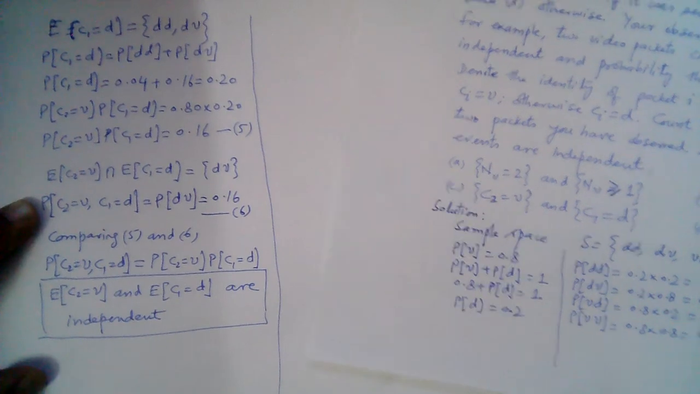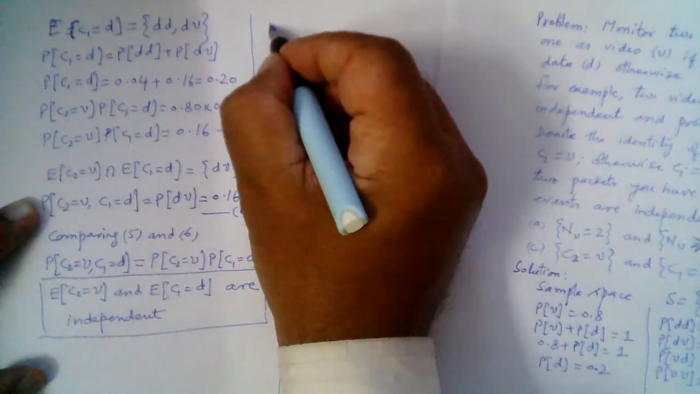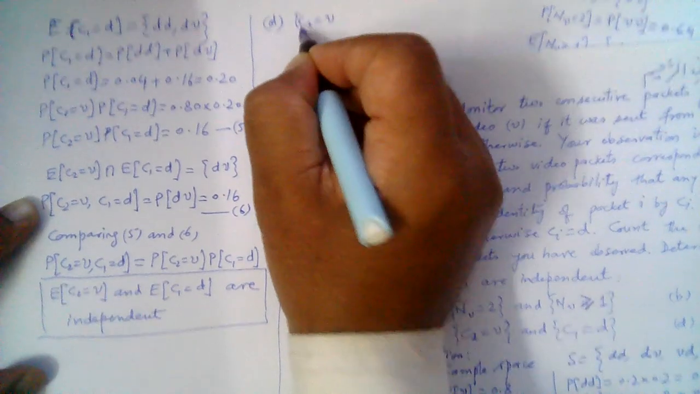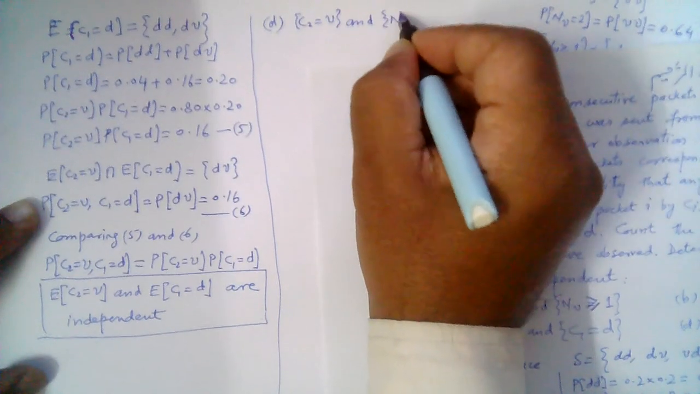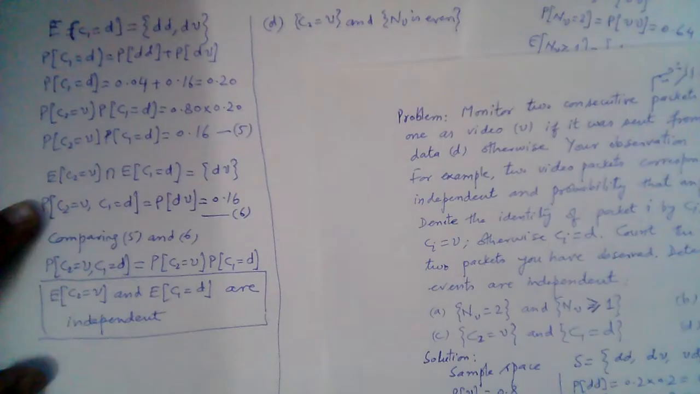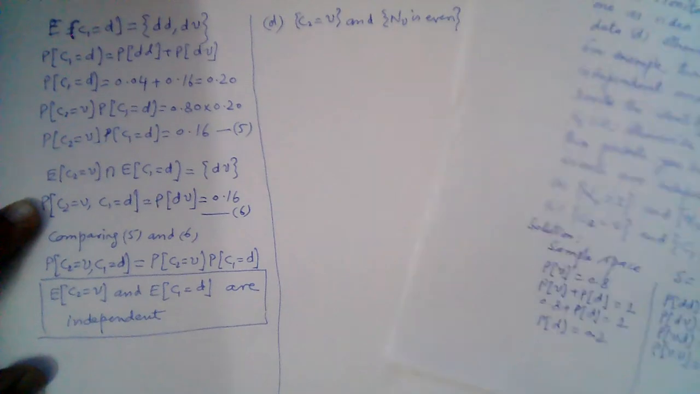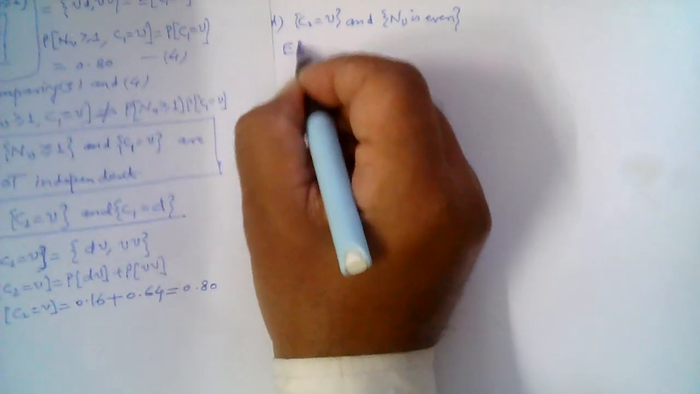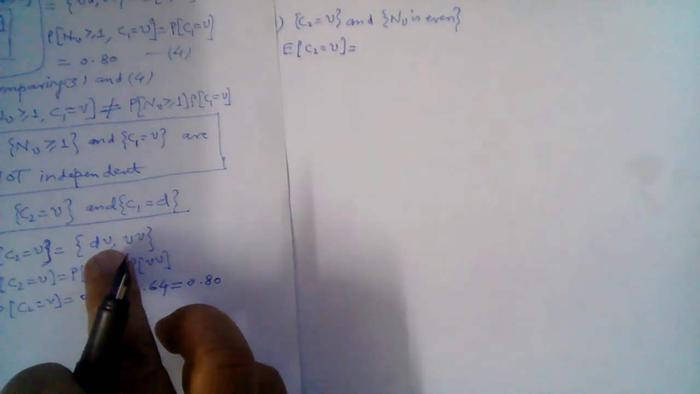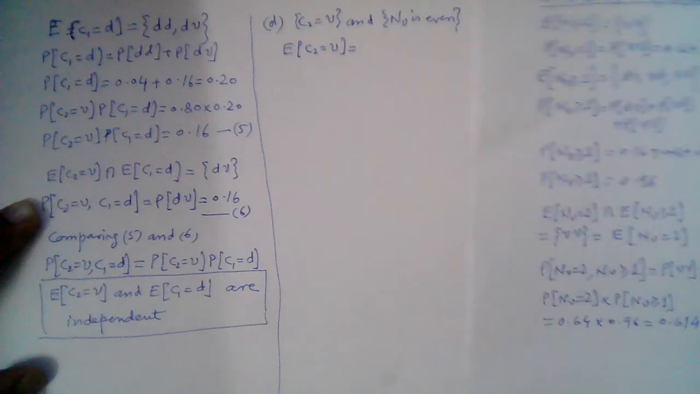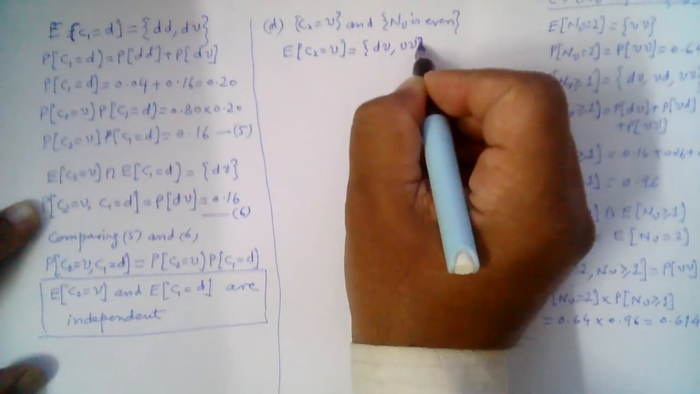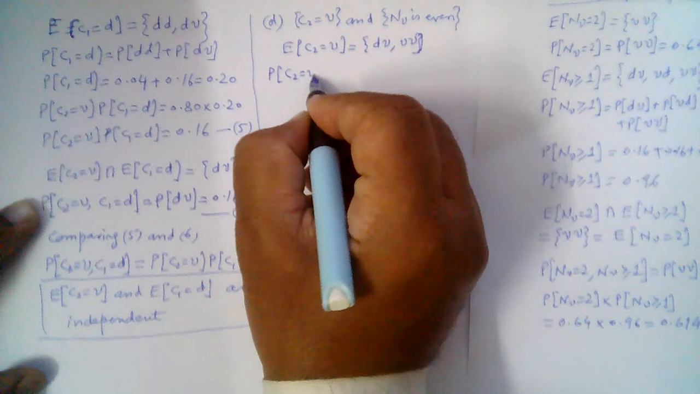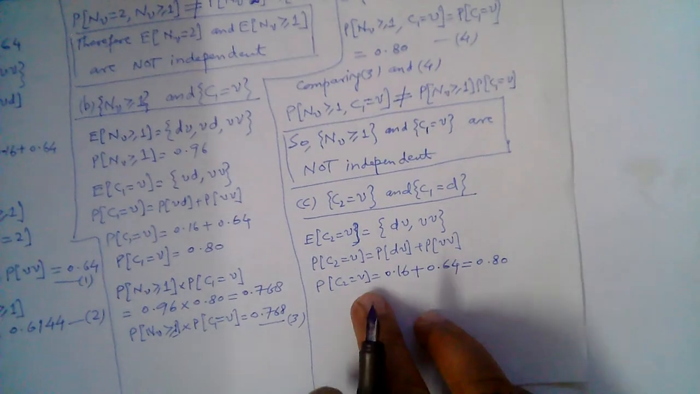So now to part C. Part D, sorry, this was part C. Now to part D. In part D we are asked about C2 is equal to V and NV is even. C2 is equal to V, we have already determined the event and its probability here, right? So let me just rewrite. Event C2 is equal to V is this event, outcomes DV and VV. The probability of C2 is equal to V was found out to be 0.80.